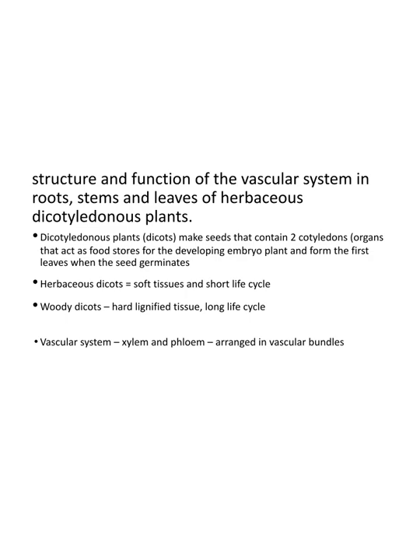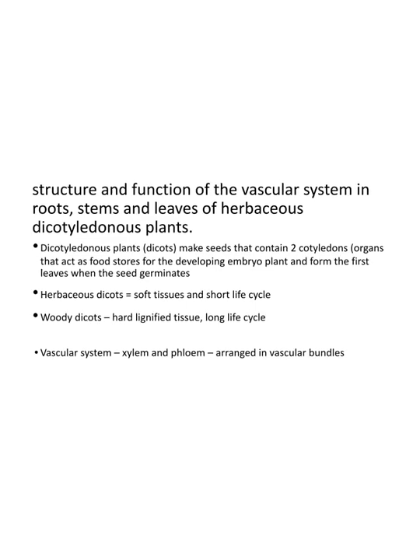So dicotyledonous plants are plants that contain two cotyledons, and cotyledons are the organs that act as food stores for the developing embryo and form the first leaves when the seed germinates. Herbaceous dicots are soft tissued and have short life cycles, and woody dicots have hard lignified tissue and a long life cycle. The vascular system, which is comprised of our xylem and phloem, our transport tissues, are arranged in vascular bundles.